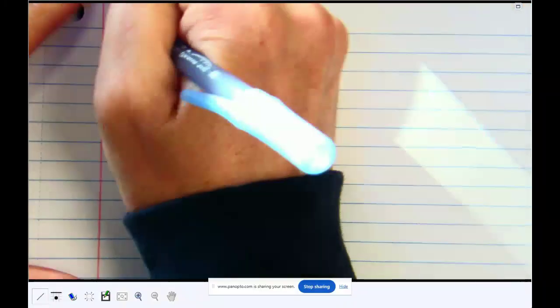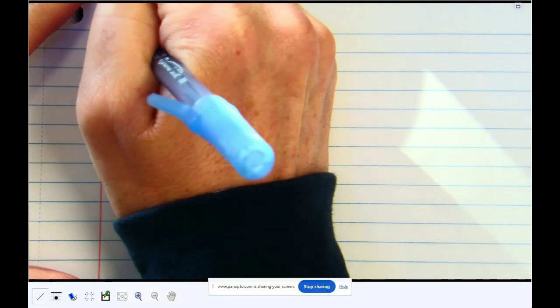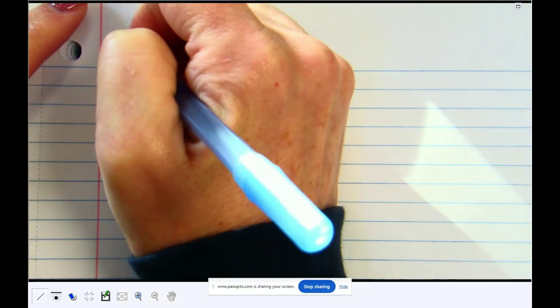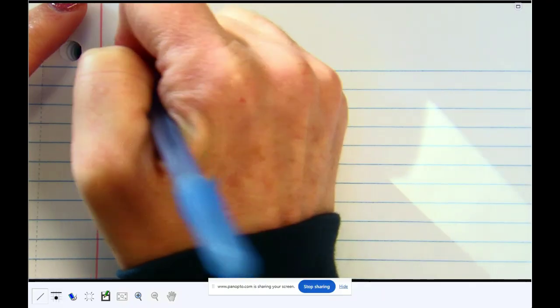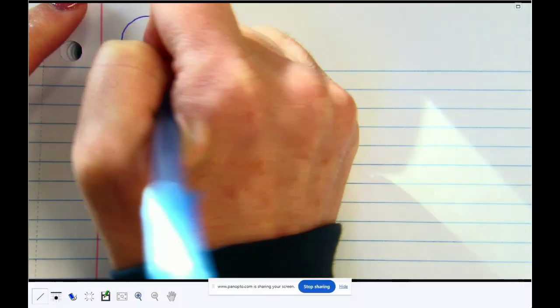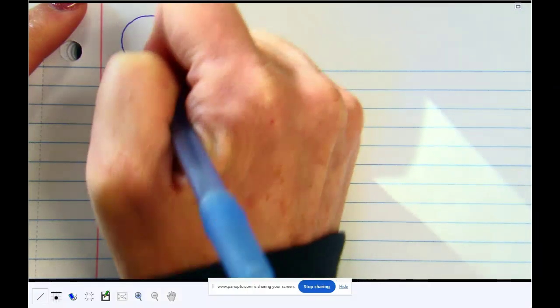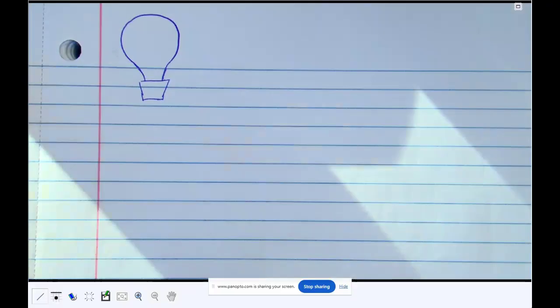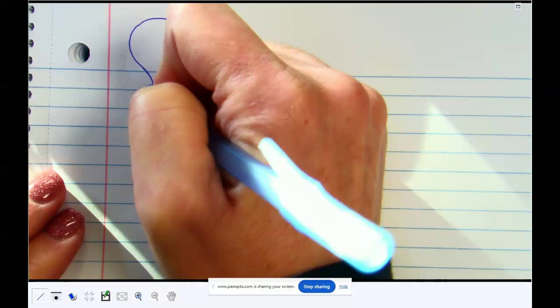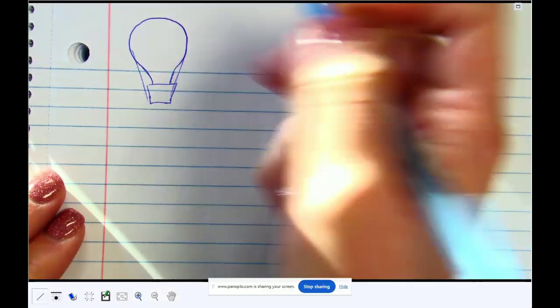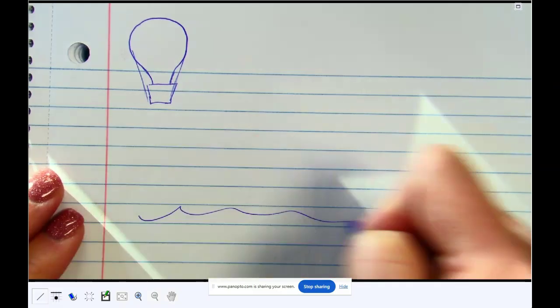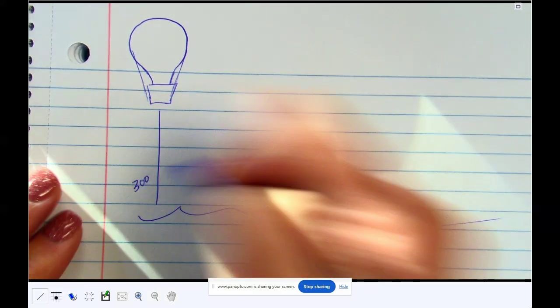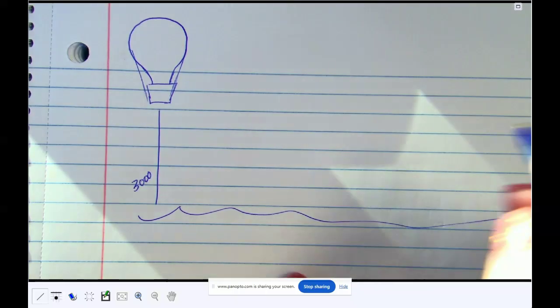Okay, so I'm pretty sure I did this before, but we're just going to review it because I know it's been a while. So let's say you are in a hot air balloon. You are 3,000 feet above the ocean. Here's my hot air balloon, here's the ocean down here, 3,000 feet above the ocean, and you're looking down at an island.